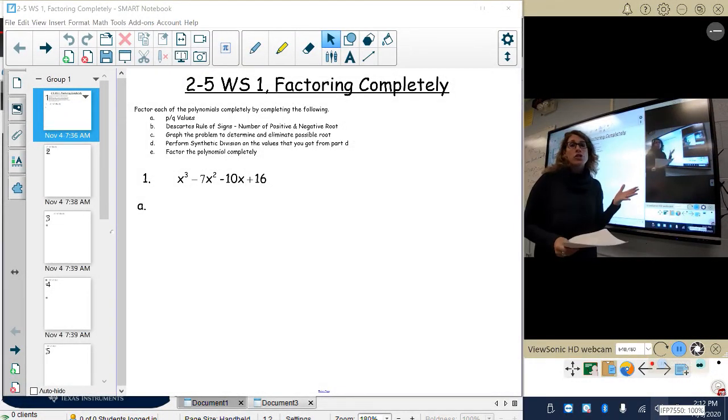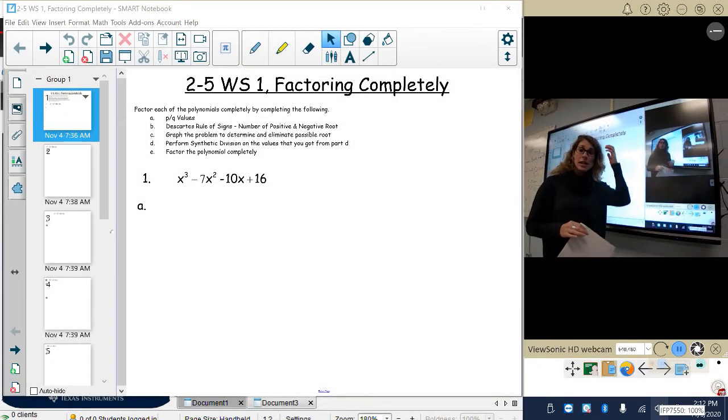Okay, 2-5 worksheet 1. Now, the last worksheet we did was 2-3 worksheet 2, and problem 13 and 14 were very similar to what you are going to be expected to do today in 2-5's worksheet. The 2-5 worksheet is asking you to basically factor every single thing that I give you 100% all of the way, finding every possible rational, irrational, and imaginary root.